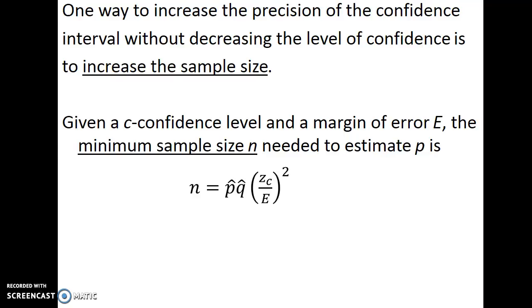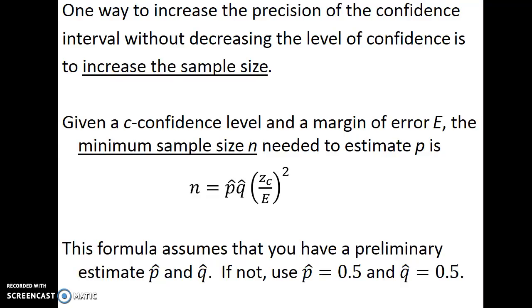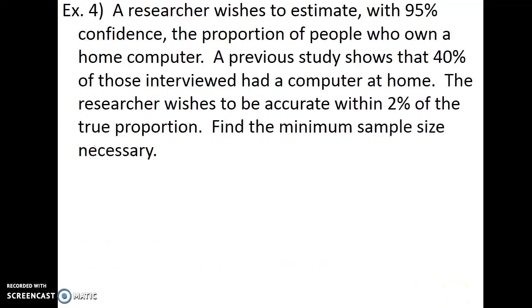This is just the formula we had that solved for n. So p hat q hat times the quantity of your critical value over your error, squared. Definitely going to want to have that down on a note card. This formula assumes that you have preliminary estimates for p hat and q hat, meaning from some previous sample, the sample turned out to be 30% said yes. If they don't give you preliminary estimates, you have to use 50% for p hat and q hat. So if they give it to you, use what they give to you. If they don't give something to you, you have to use 50%.